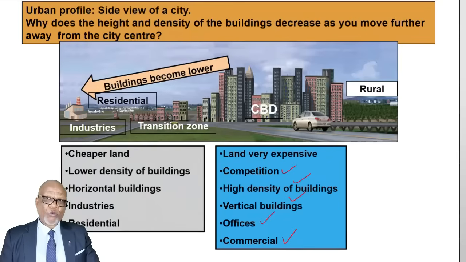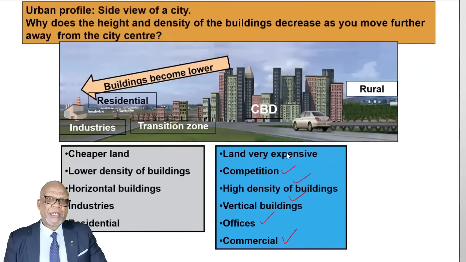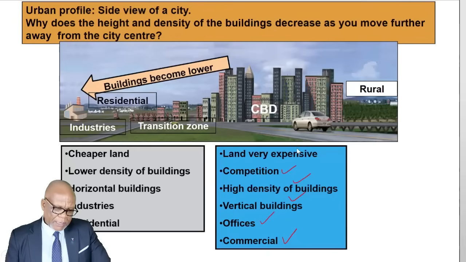But now, when you're moving away from the CBD, the land is cheaper. Because the land is cheaper, the buildings are going to be shorter, and there's going to be fewer houses because people can afford to be far from each other, because each person can buy their own land. And the buildings are not so tall, because they don't need to maximize the value of the land. So in the city center, they make maximum use of the land by making the buildings taller.